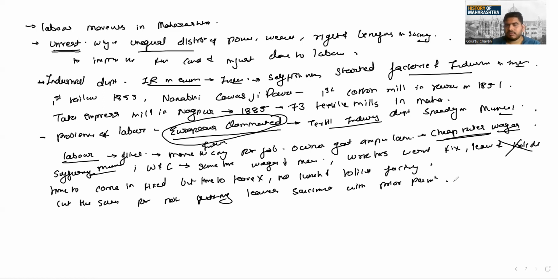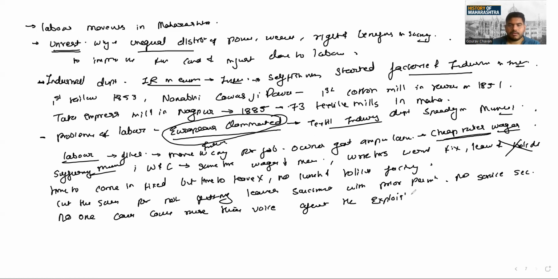Also, there was no service security. It means if you are working today, tomorrow the owner could say, okay, go, look after yourself. They don't have any opportunity for you. So there was no service security. And also, no one could raise their voice against the exploitation. So this was the scenario in Maharashtra up till now. This was the beginning, or the background, of the labor movements in Maharashtra.